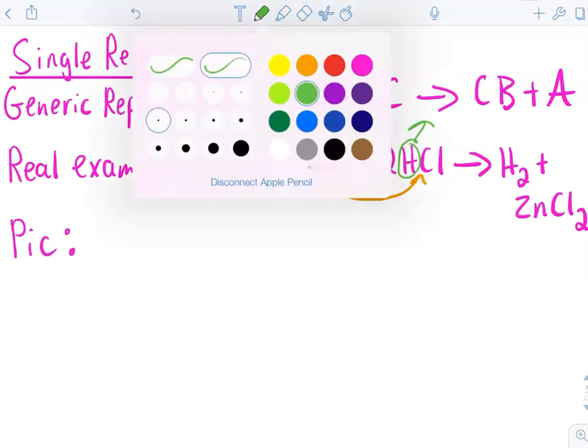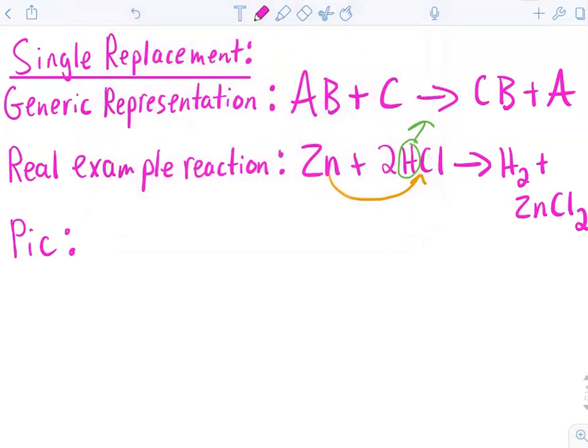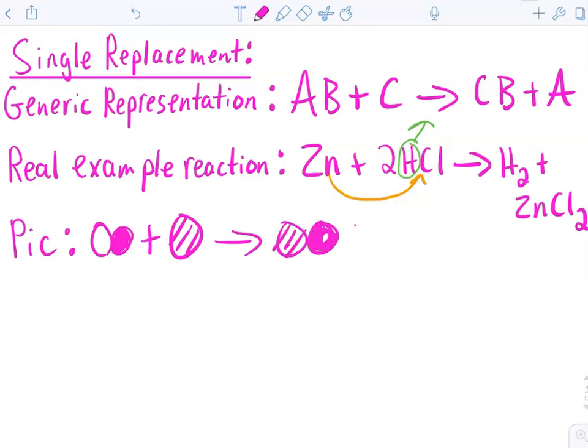So a picture of this would be if we had filled in circle, an open circle, plus a striped circle is going to give us striped circle, filled in circle, plus open. And again, that could have happened with any of our circles. Okay, like they could have rearranged in any way. The key thing is that you have one thing by itself on the reactant side, one thing by itself on the product side.